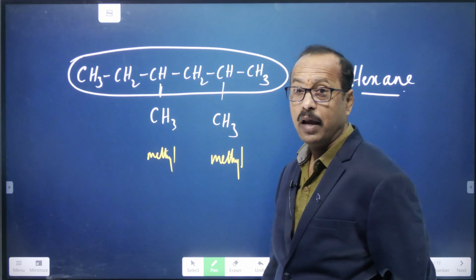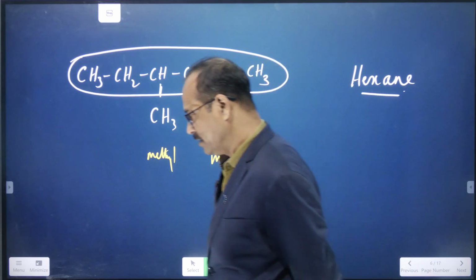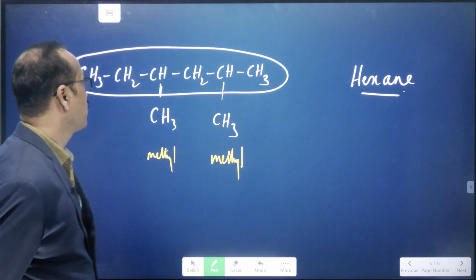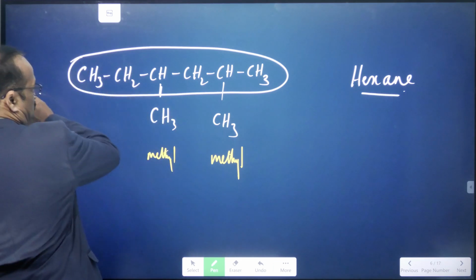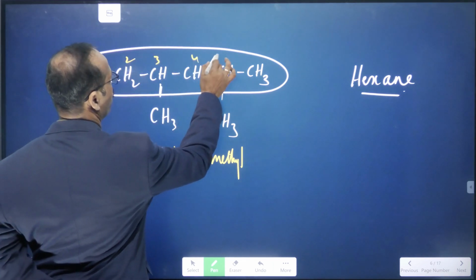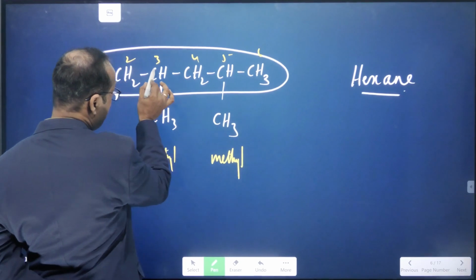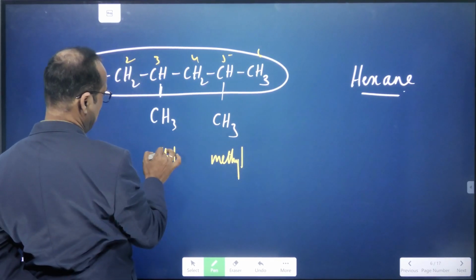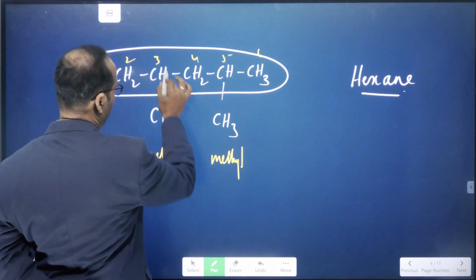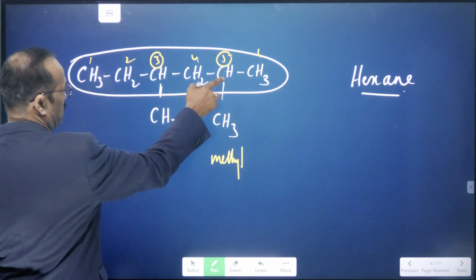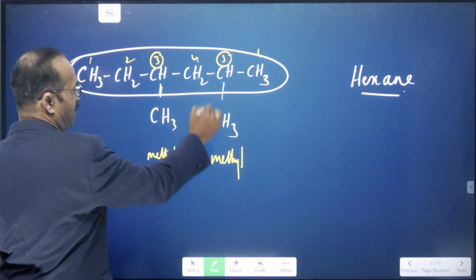Okay. Now what I have to do? I have to check where these methyls are attached to which carbon. So I'll start from here. First I'll start from here. 1, 2, 3, 4, 5, 6. So here, if I count 1, 2, 3, 4, 5, the methyls are attached to 3 and 5, if I am counting from this side.